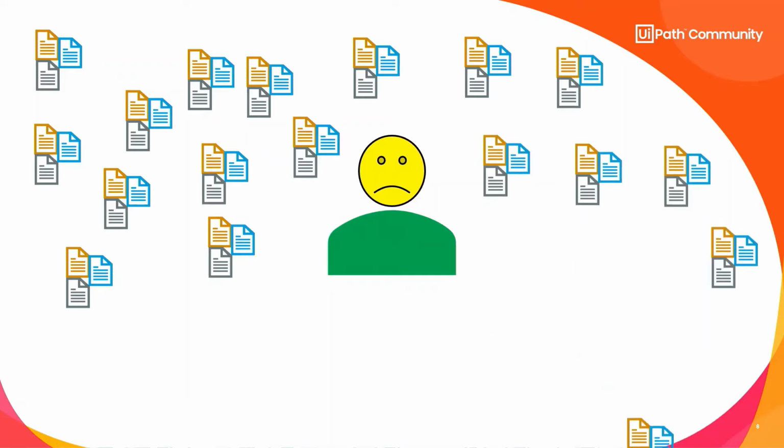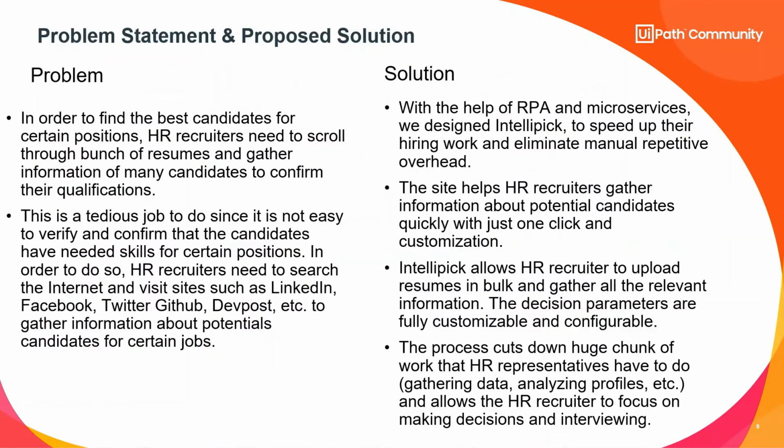And this is where IntelliPick comes to the rescue. As discussed in our previous example, in order to find the best candidate for certain positions, HR recruiters need to scroll through a bunch of resumes and gather information on many candidates to confirm their qualifications. This is of course a tedious job to do, since it's not easy to verify and confirm that the candidates have the needed skills for certain positions. In order to do so, HR recruiters need to search through the internet based on whatever job profile they are looking for and accordingly get the data. So let's say if someone is hiring a developer, they will prefer to go to their GitHub links. This is what we are introducing.